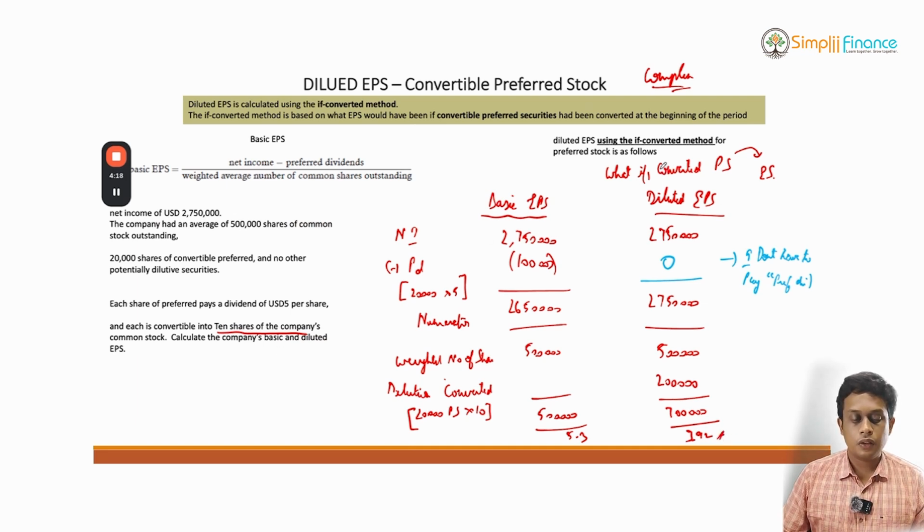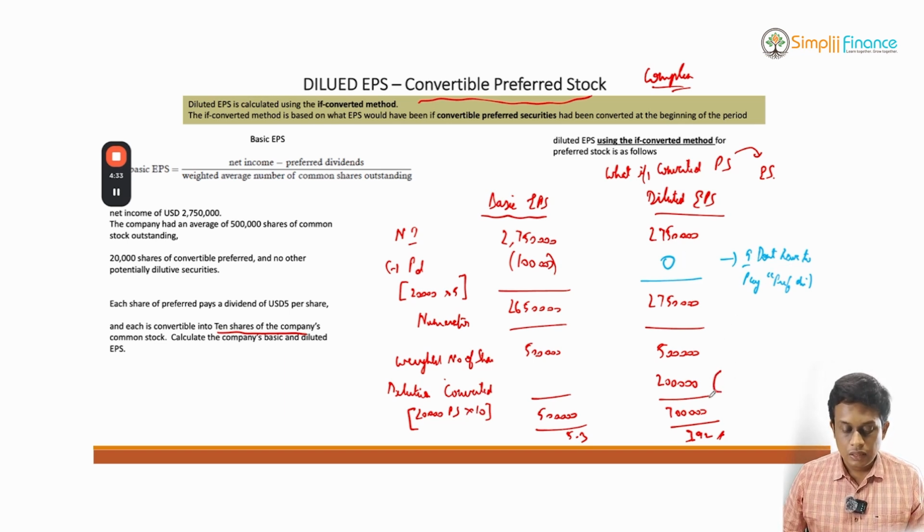So this is how, if there is a convertible preferred stock, you find the diluted EPS using the what if converted method, and this is how the numerator changes because you don't have to pay the preference dividends, and the denominator gets increased by the dilution. So you have 20,000 preference stock, you get 10 equity shares for one preferred stock. So that's how you have an increase in equity shares of 200,000 here. That's what is making this 500,000 into 700,000.